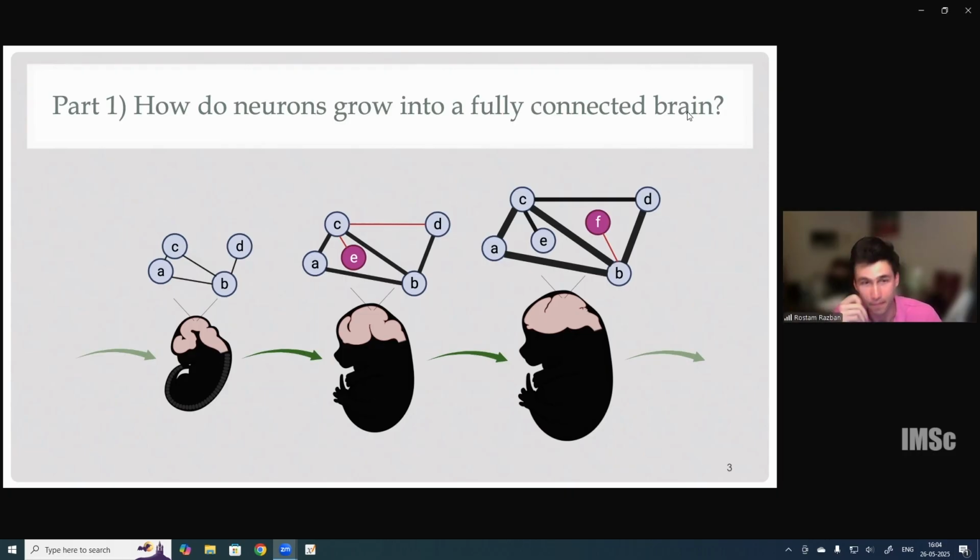dictate wiring? And the motivating question for this was thinking about how do neurons, when an organism is just born and the brain is still growing rapidly, how do neurons grow such that they're fully connected, such that as you start in A, where you only have, let's say, four neuronal regions, A, B, C, D, how does E then get incorporated as your brain starts to expand and more neurons are incorporated, and then F, and so on?